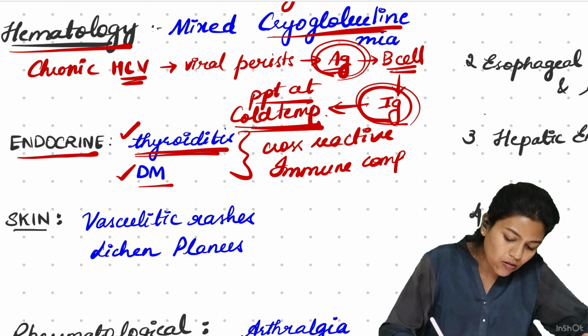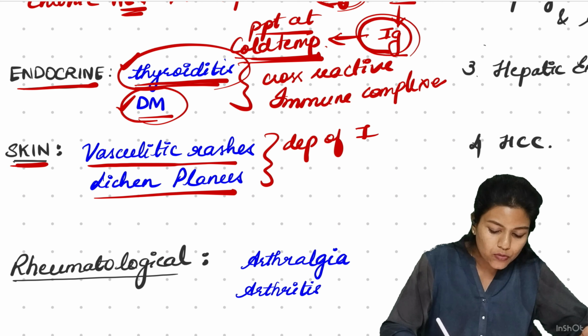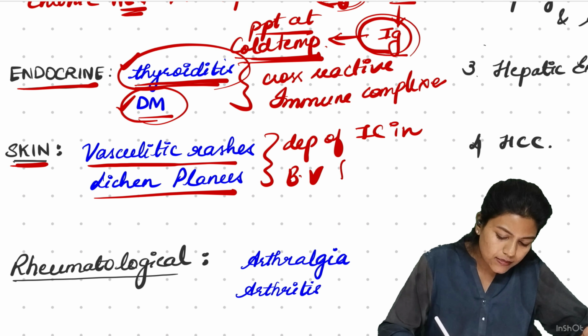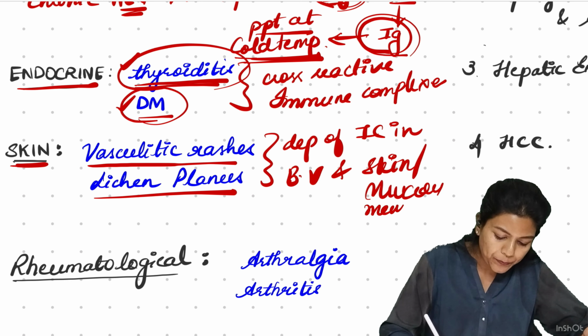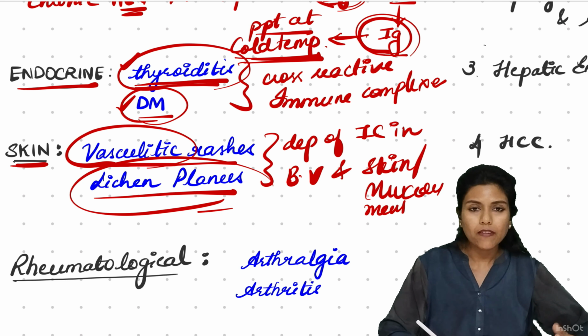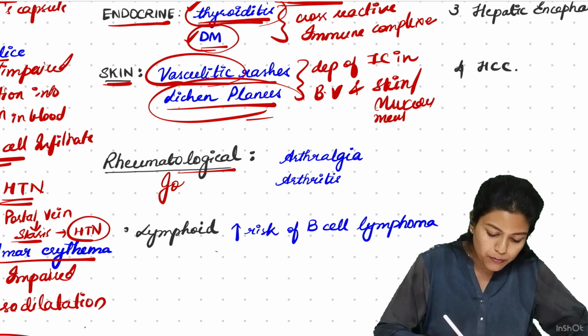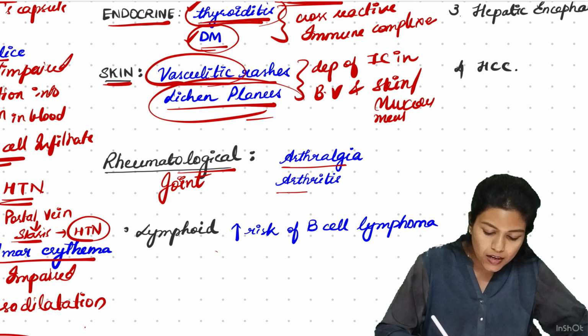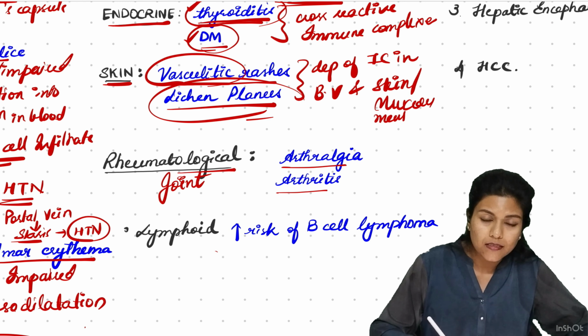And in the skin manifestations, there are vasculitic rashes and lichen planus because of deposition of immune complexes in the blood vessels and skin or the mucous membranes. Vasculitic rashes and lichen planus are the skin manifestations of chronic hepatitis. Coming to the rheumatological, that is the joint manifestations, there is arthralgia and arthritis. These are immune mediated inflammation. Because of immune mediated inflammation, the joint inflammation is seen.